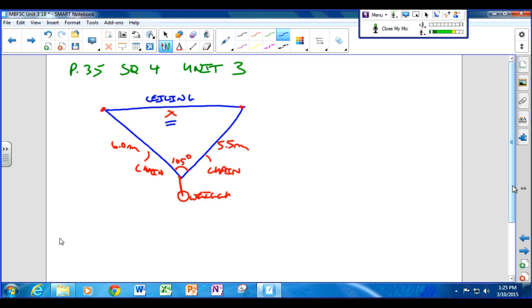Let's see. We can't use any of the trig identities, the SOHCAHTOA. We can't use those because there's no right angle here. Now, one of the tricks that we sometimes do in geometry is we'll drop a perpendicular down, and then we form 2 right angles. The problem with that here is that it doesn't help us.